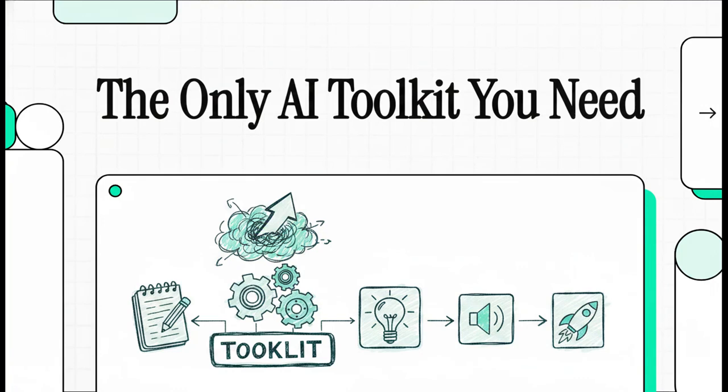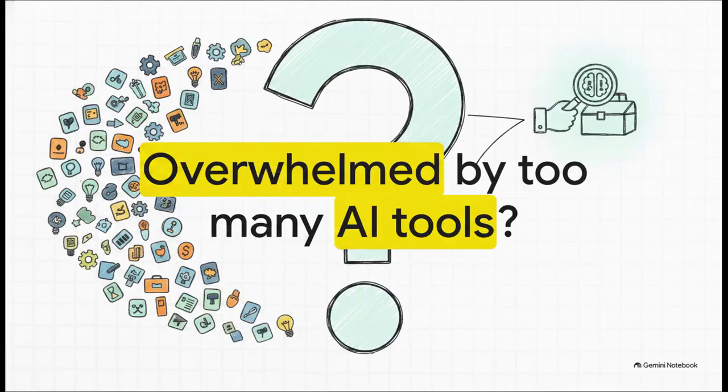Welcome to This Explainer. Look, if you're feeling completely overwhelmed by the endless noise of the AI landscape right now, trust me, you are not alone. Today, we're cutting through all that hype to build your ultimate practical toolkit. We're going to look at 4 distinct categories that cover the entire creative process, giving you exactly what you need to start building immediately. Because there are just so many apps and so little time, right?